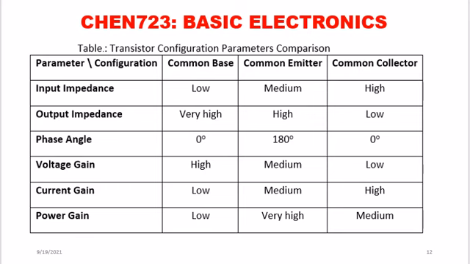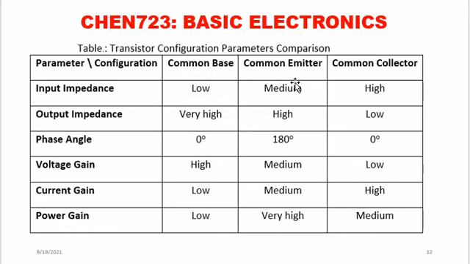If we look at the input impedance, that is the amount of resistance that is created whenever you are delivering signal into the base of the transistor, for common base it is low, for common emitter it is medium, and for common collector the input impedance is very high.